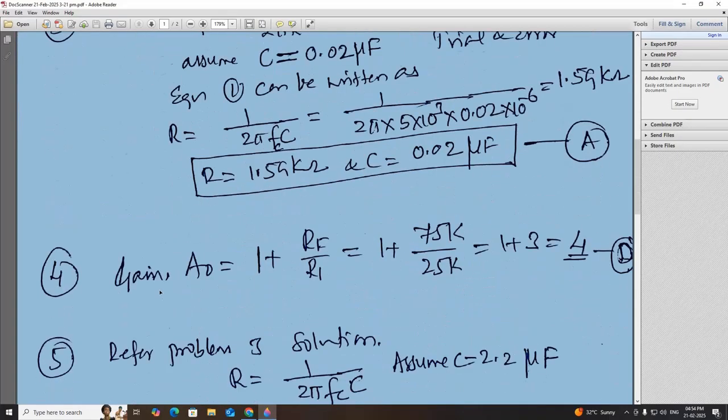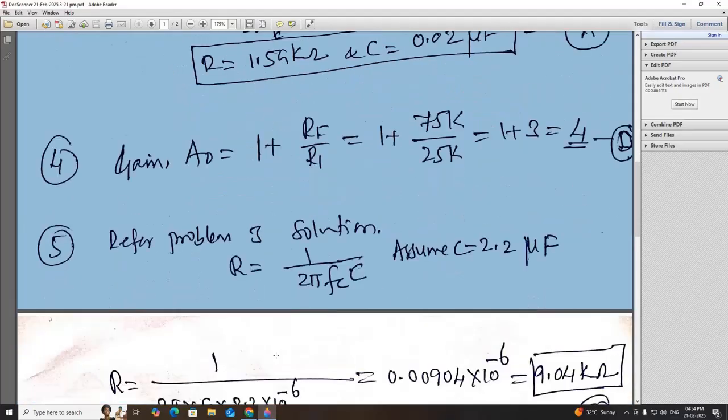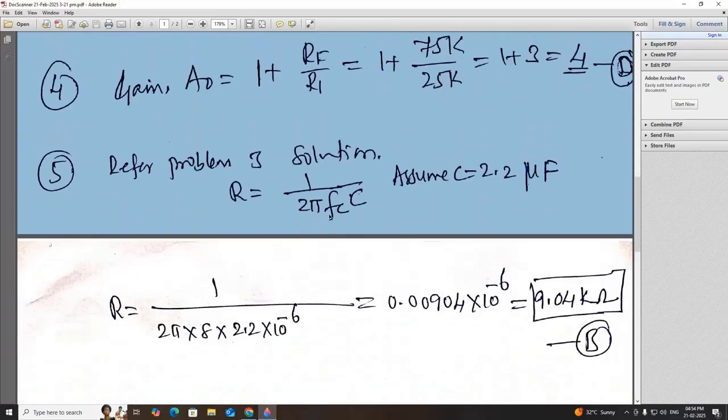Fourth one, the values of R1 and Rf are respectively. Again using the same formula, A0 is equal to 1 plus Rf by R1, and only for the values 75k and 25k you will get Rf by R1 equal to 3, therefore 1 plus 3 is equal to 4. So this is option D.